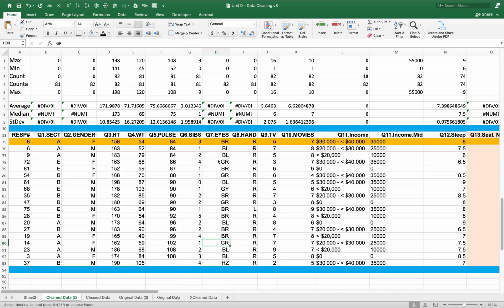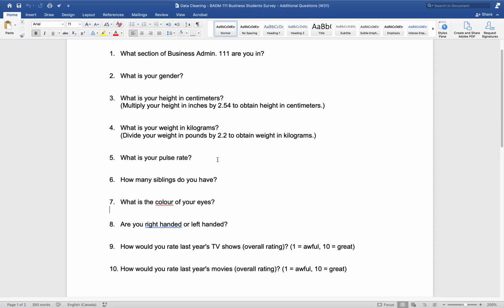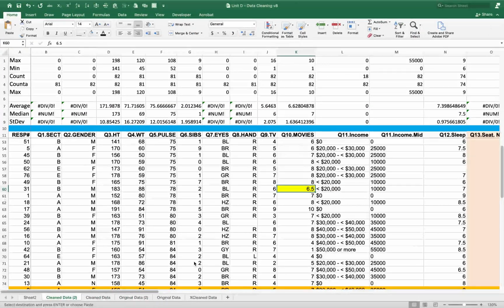So legal values, half values in scales. This is a really common problem. If you take a look at this one here, somebody put down 6.5 on their 1 to 10 scale for a movie rating. This is really, really common when it's a questionnaire that's filled out. If this were Google Forms, then you force them into particular numbers. But if you ask them just to write it in, then it's very common to get half values. So what do you do in that case?